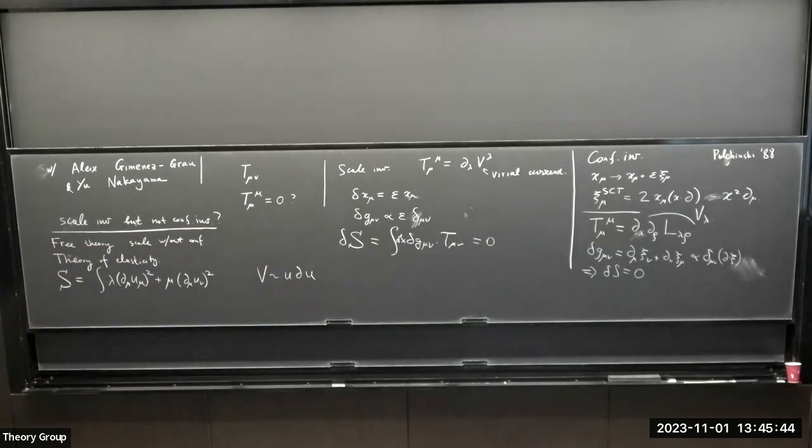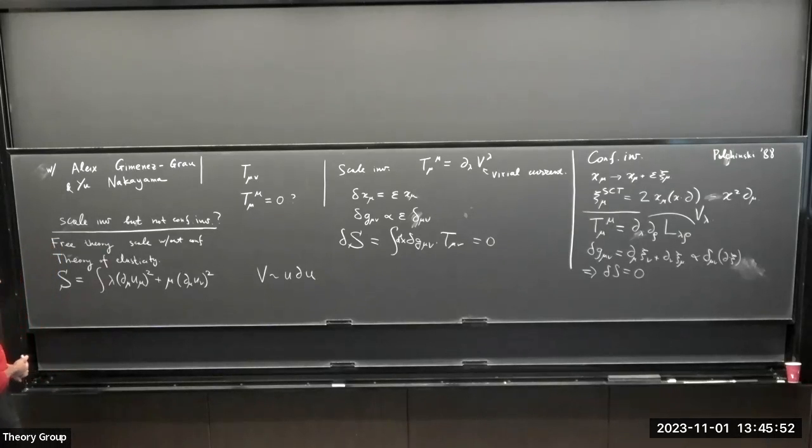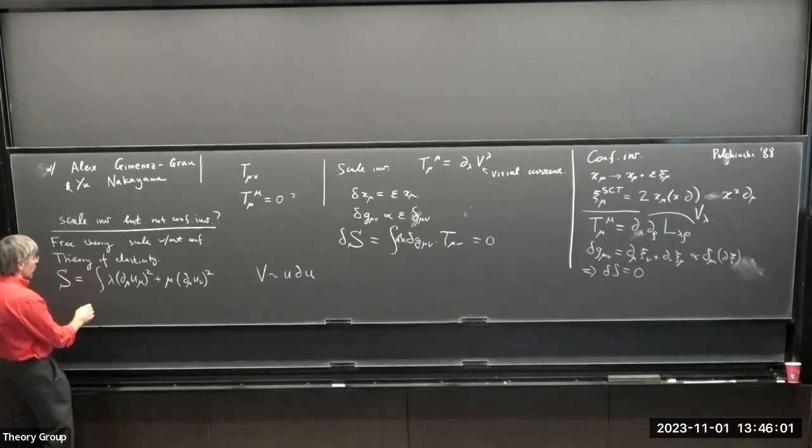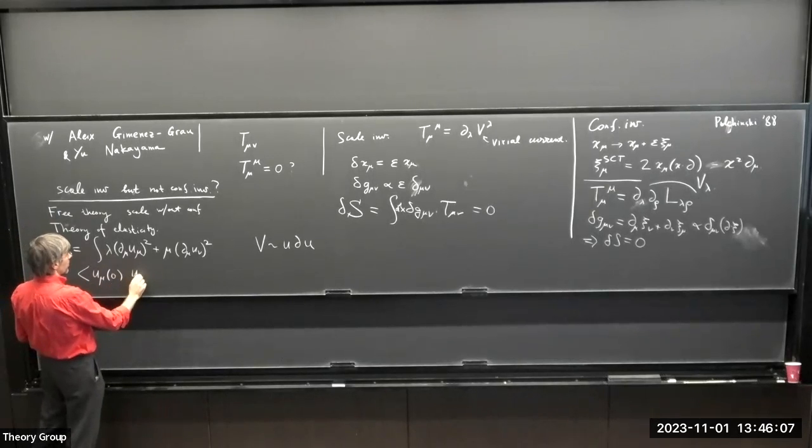You can actually do a calculation for the stress tensor in this theory, and you will find that this virial current appears in the trace of the stress tensor. So it is indeed scale without conformal. But there is actually an even simpler way to convince yourself very quickly that this theory is scale without conformal, which is to compute the two-point function of the field u_mu.